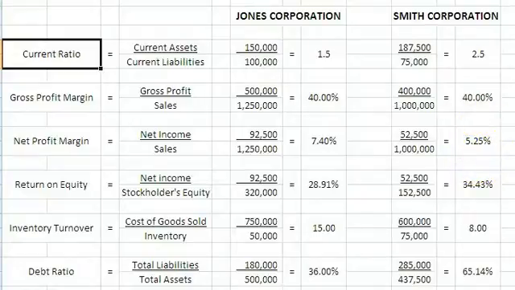They also have a better inventory turnover ratio. If we look, they turn over their inventory 15 times a year compared to Smith that only turns it over 8 times a year. I say only, but 8 times a year is still pretty good. Smith has a higher return on equity, but also a higher debt ratio. Let's look at the debt. Over half of their financing comes from debt, as opposed to Jones, which is 36%.